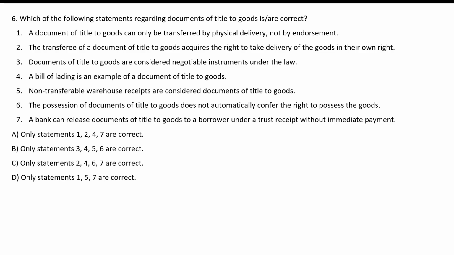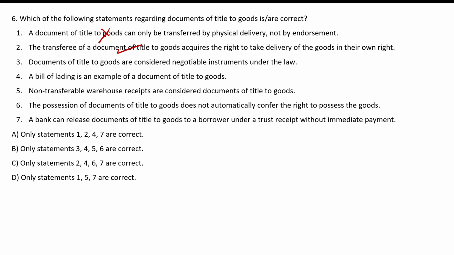Which of the following statements regarding documents of title to goods is or are correct? A document of title to goods can only be transferred by physical delivery, not by endorsement. So they can be transferred by endorsement as well. Hence, this statement is not correct. The transferee of a document of title to goods acquires the right to take delivery of the goods in their own right. This is correct.